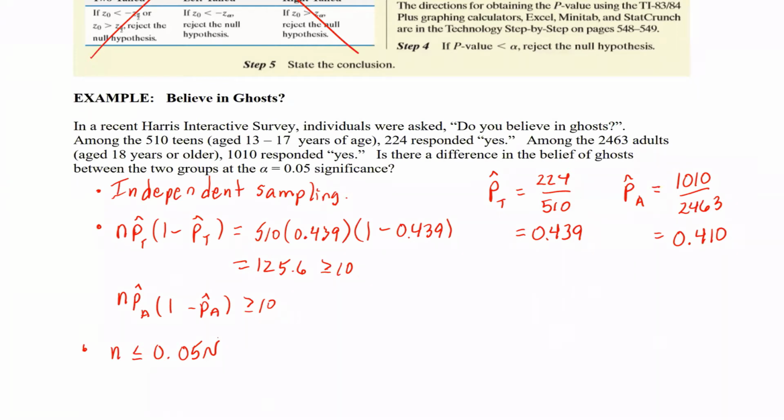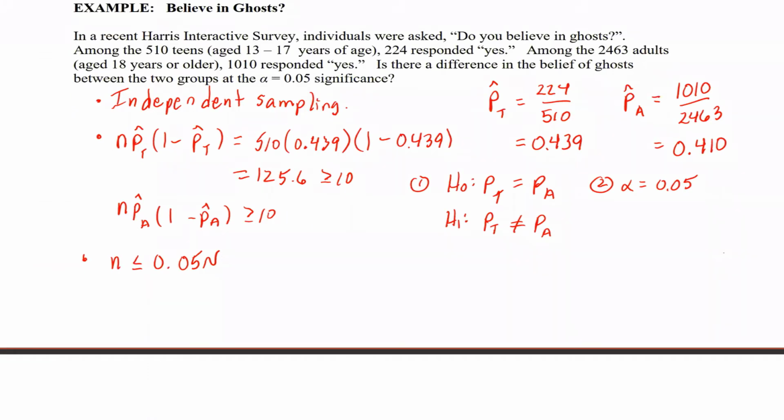So now I can go through my 5 steps. The statement of no change, no effect, no difference is the proportion of teens who believe in ghosts is no different or the same as the proportion of adults. We're asking, is there a difference? And so is the proportion of teens different from the proportion of adults who believe in ghosts? We're going to be using a 0.05 level of significance.